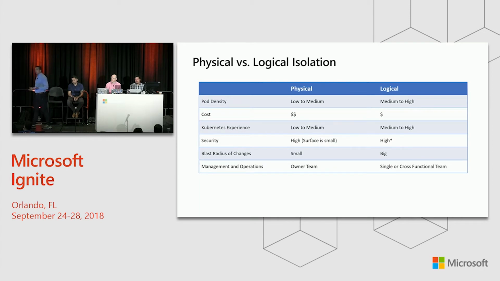Lastly, when it comes to management and operation, and this is a very interesting topic, right? In physical isolation, you can take the approach of you build it, you run it. So you hand over a Kubernetes cluster to the development team, and then this development team will manage this cluster. You can do that. On logical isolation on the other hand, you have multiple teams in the same cluster. So thus, you have to think of either you have one single team managing the big clusters, or you're going to have a cross-functional team from all dev teams managing this cluster, right?